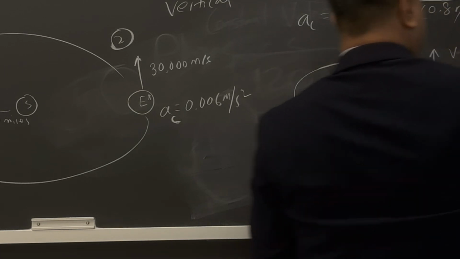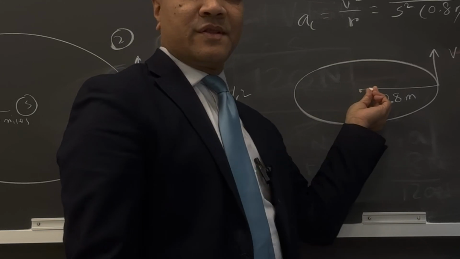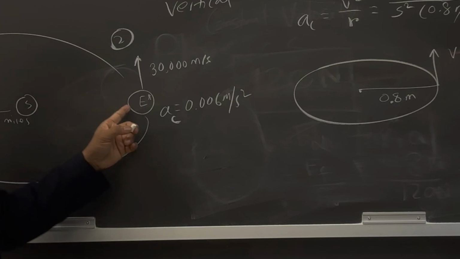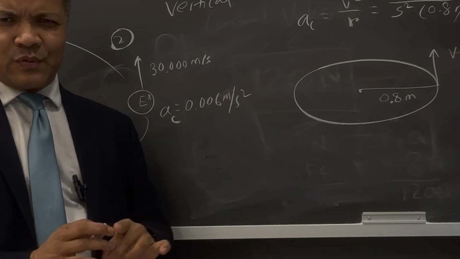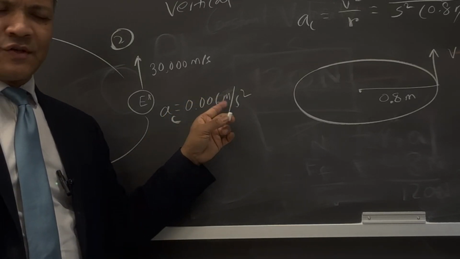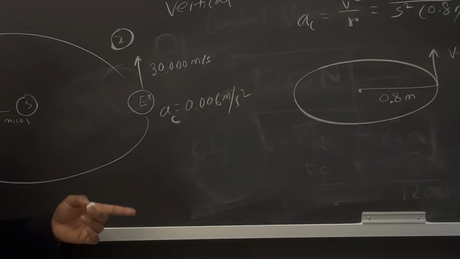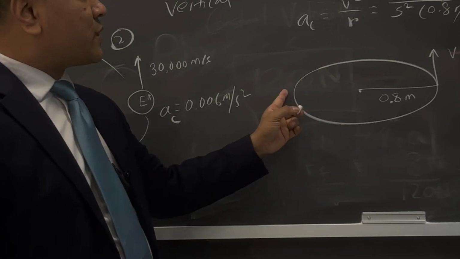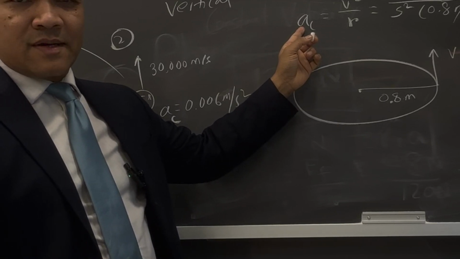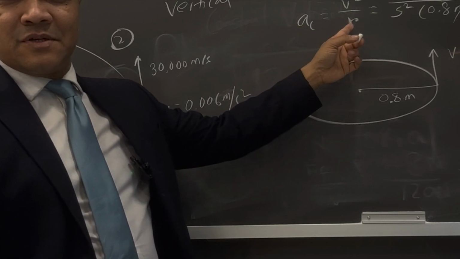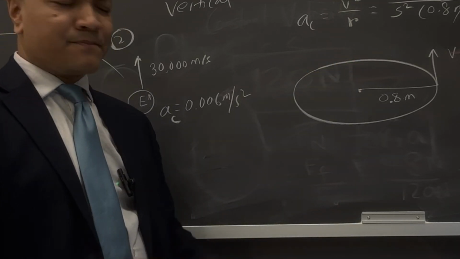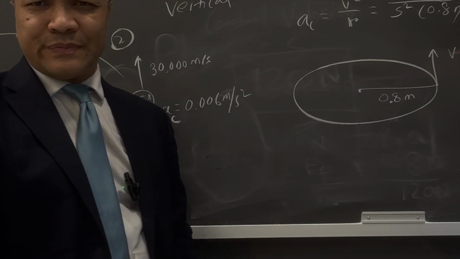So why is this accelerating? If the earth accelerated that much, then we'd all be doomed. The only reason the earth doesn't accelerate that much is because the earth's radius is big. If you double the radius, what happens? The acceleration is going to get smaller. If you make the earth so big, then the acceleration is going to go to zero.